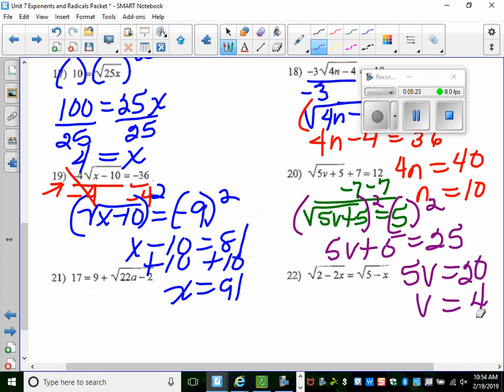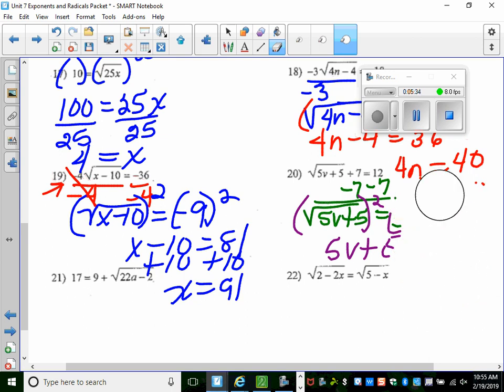So I'm going to do number 22. I'm going to skip 21. It's very much like number 20, so you will simply subtract 9 on both sides. So let's go ahead and do number 22.